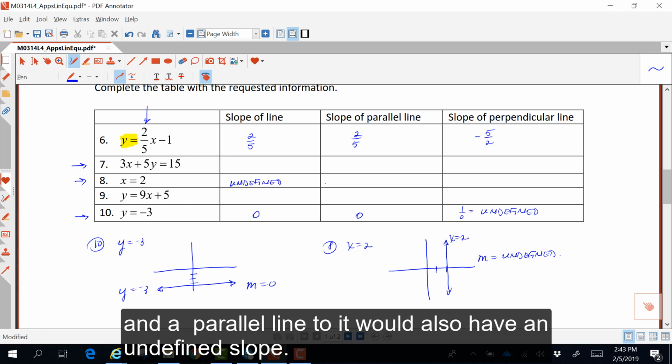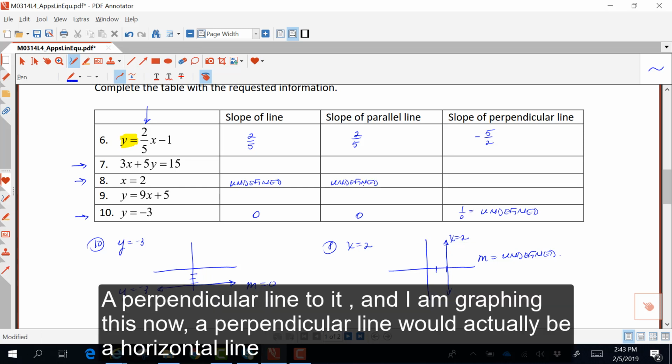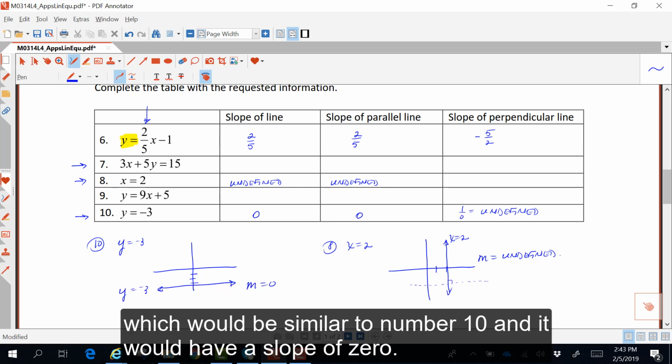A parallel line to it would also have an undefined slope. A perpendicular line to it, and I'm graphing this now, a perpendicular line to it would actually be a horizontal line, which would be similar to number 10, and it would have a slope of 0.